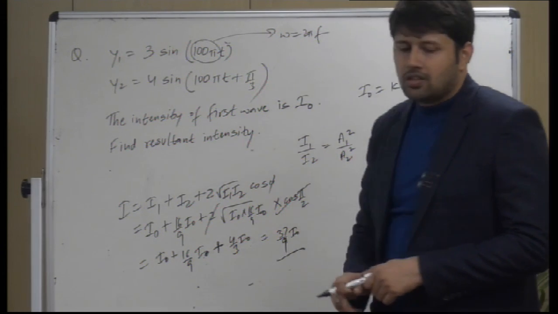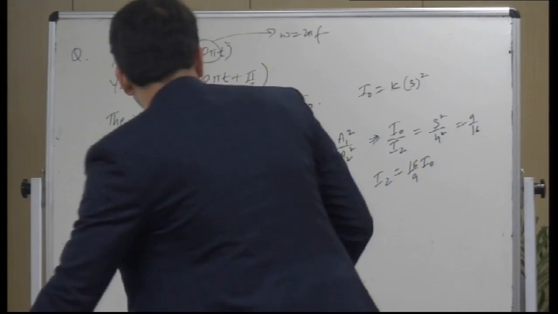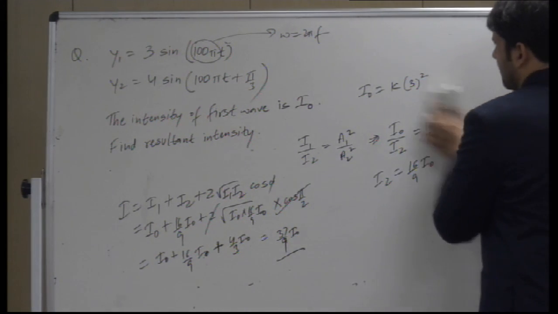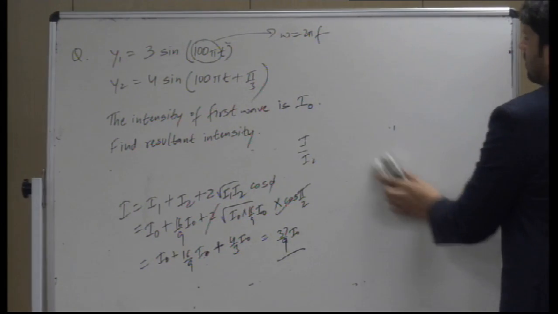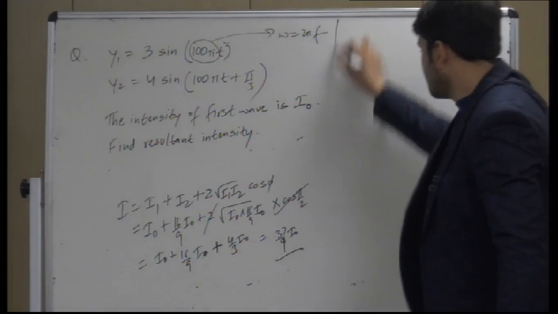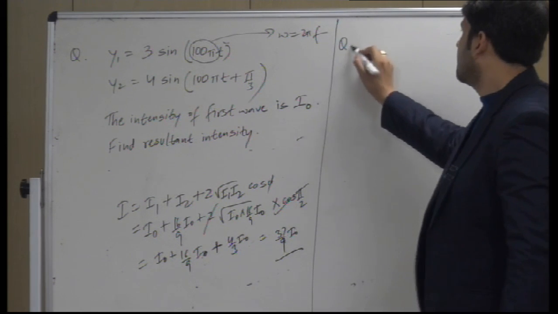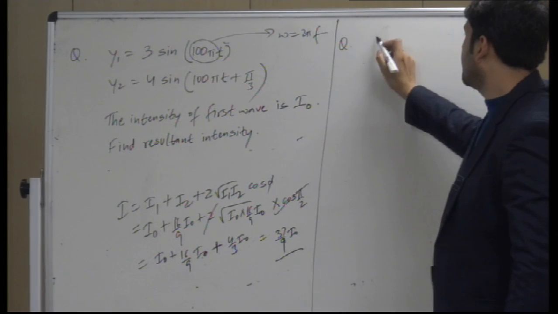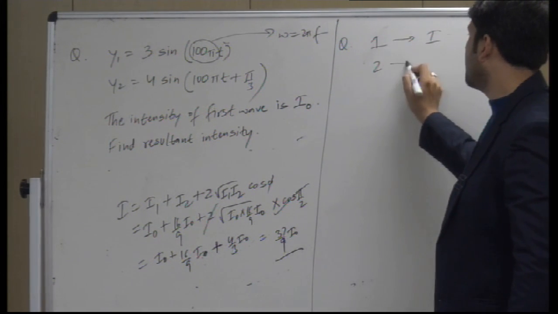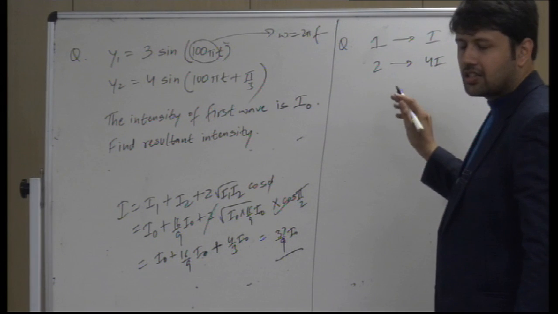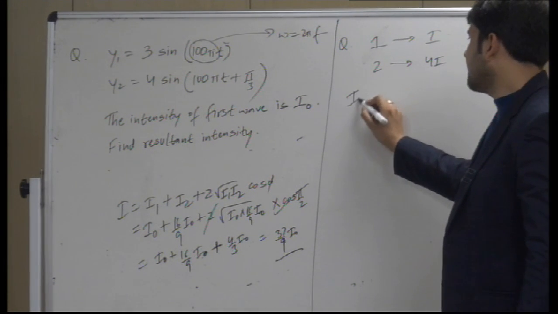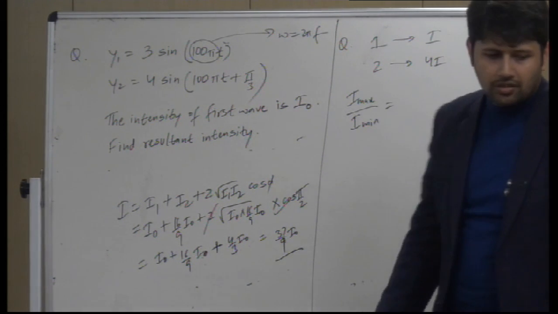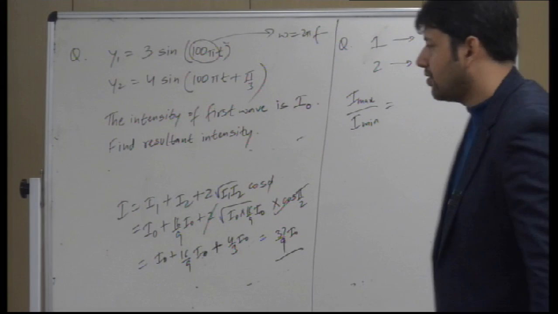Okay. Another easier question. This is easy. The easier question is this. Two waves: wave 1 has intensity I, wave 2 has intensity 4I. They interfere. You have to find the ratio of maximum to minimum intensity. It's a very easy question.